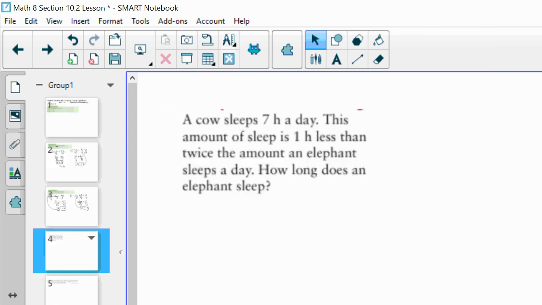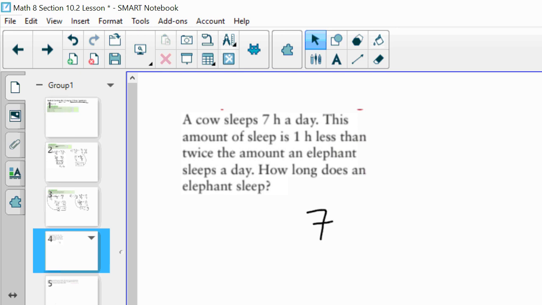Okay, and then I'm going to sort of work backwards from there. So what's the closest thing being done to that elephant? Well, twice the amount an elephant sleeps would be 2e, and 1 hour less than twice the amount an elephant sleeps would be 2e minus 1 hour less than that. Okay, it would not be 1 minus 2e.